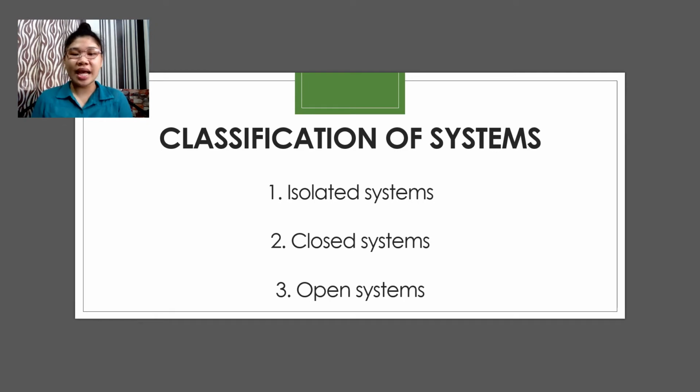And then lastly, we have the open systems. Both mass and energy can pass through the boundaries of the system. So again, for the open system, both mass and energy can pass through. For the closed system, we have energy only. And then for the isolated system, it does not exchange energy. So I hope the difference is clear to you.